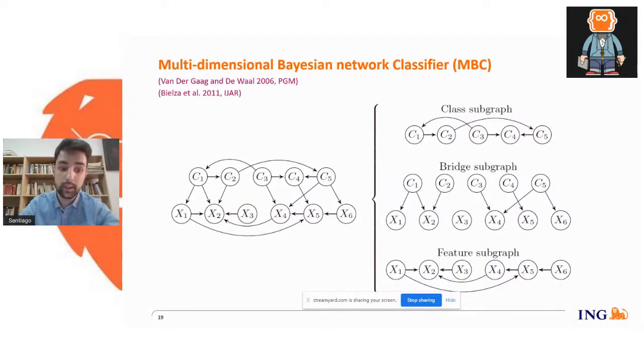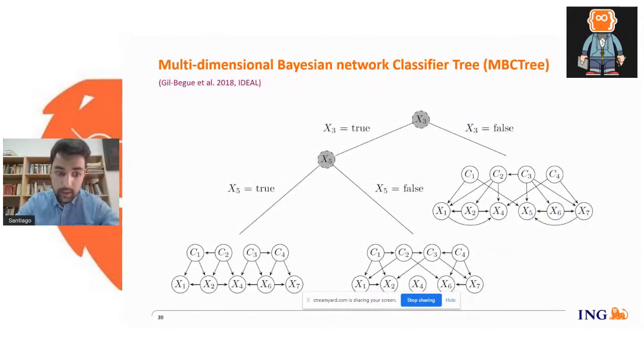Then we can distinguish these three different subgraphs of the MBC. The class subgraph is going to model the dependencies between the class variables. The bridge subgraph represents dependencies between class and feature variables. And the feature subgraph models dependencies between the features of our problem.